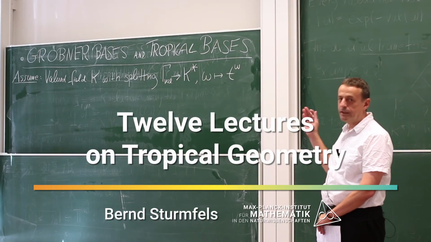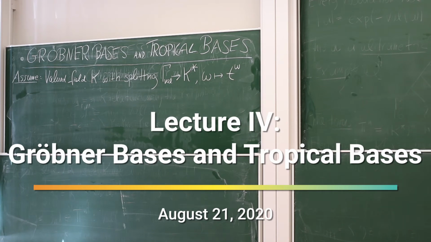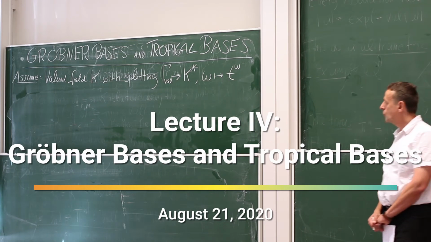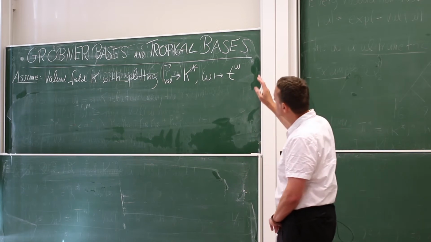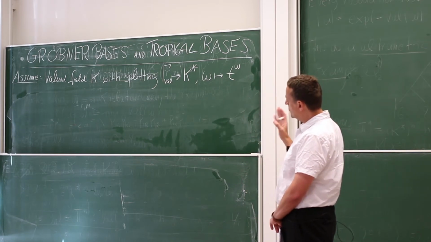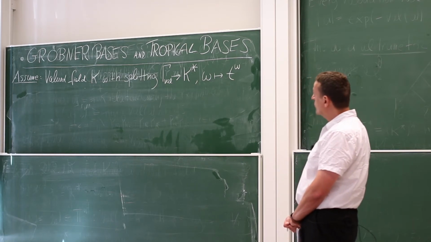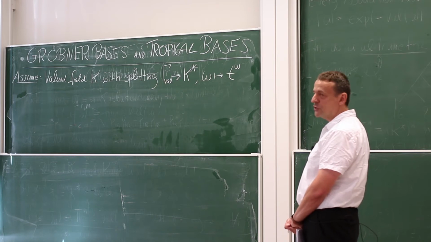Okay, so welcome to the fourth lecture. This deals with the second half of chapter 2, 2.4, 2.5, 2.6, and the topic is Gröbner bases and tropical bases of ideals. So we're going to assume that K is a field with a valuation, and we're going to assume that the valuation has a splitting.